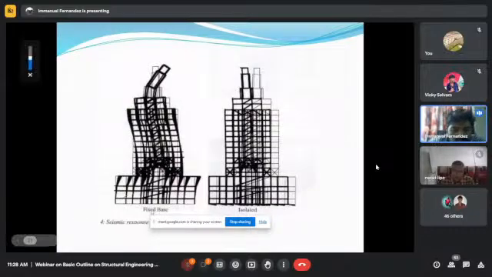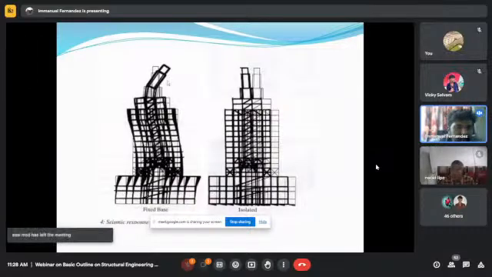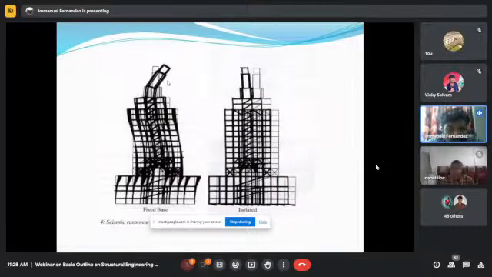Suppose in case our base is fixed, you can see the mode shape. Mode shape is nothing but the deflection pattern of a structure. See, as an engineer, you should be able to imagine how the structure will collapse, how the structure is going to fail. So then you will have an idea: okay, these are the areas which I have to work on to ensure the stability of the structure.